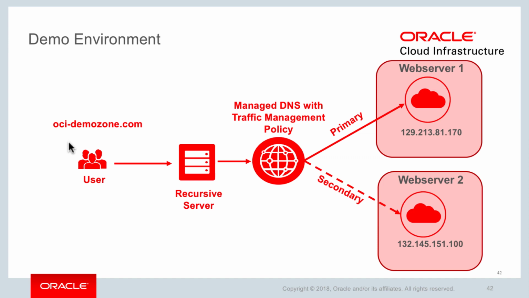Once I create the traffic management steering policy, I can have, for instance, a failover policy where my primary is web server 1 and my secondary is web server 2. When both servers are running, whenever I go to that particular zone, I would always be forwarded to web server 1. Then I'll do a failover where my web server goes down, and I'll see how it actually fails over to web server 2.